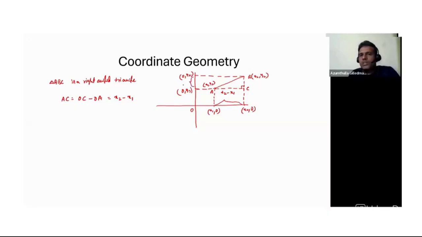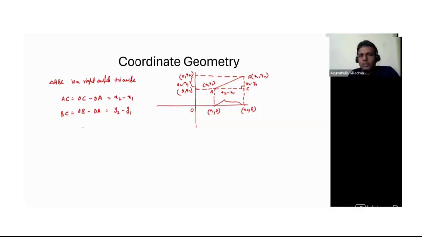Similarly, what is this distance? This distance is nothing but y2 minus y1. So BC is also y2 minus y1. Let's see what is BC. BC is OB minus OA. So what is OB? Is y2 units minus y1, right? So now we got what is AC and what is BC.